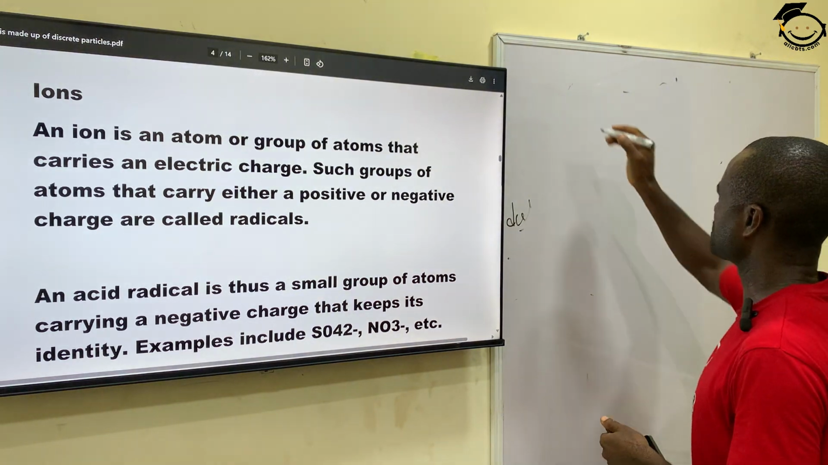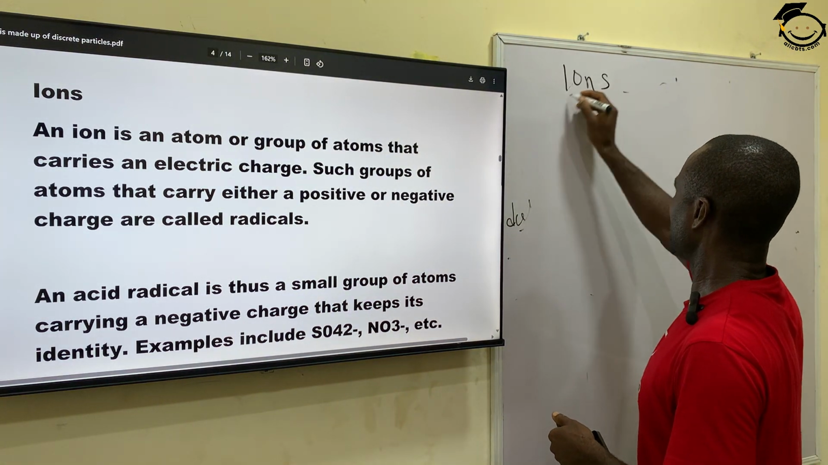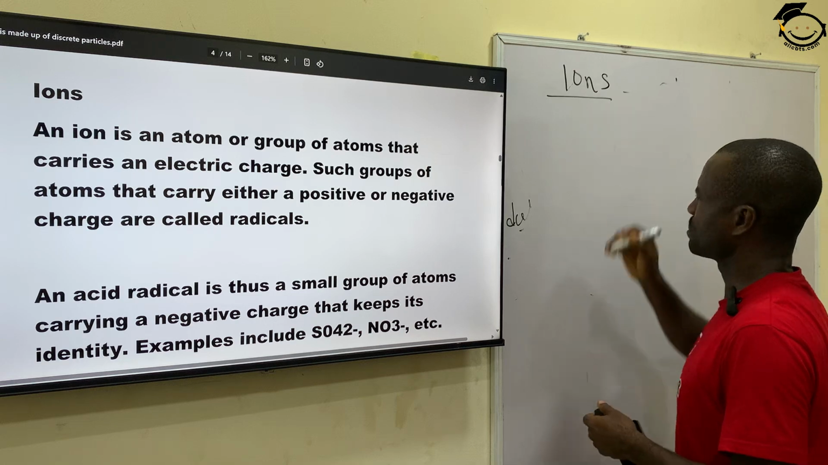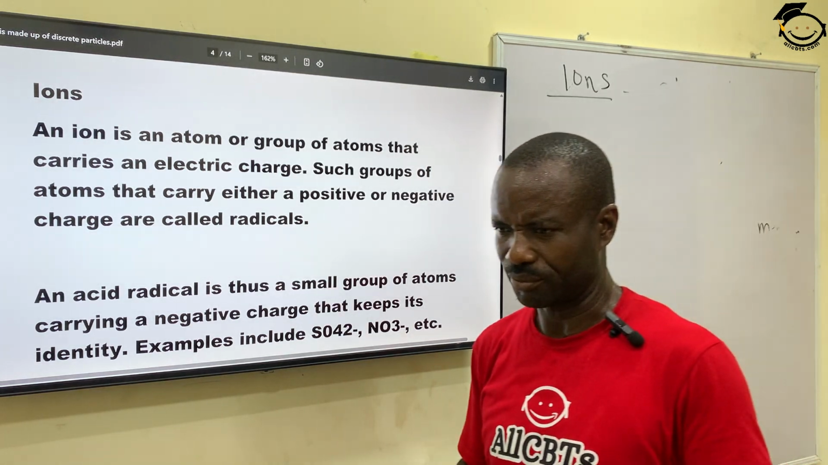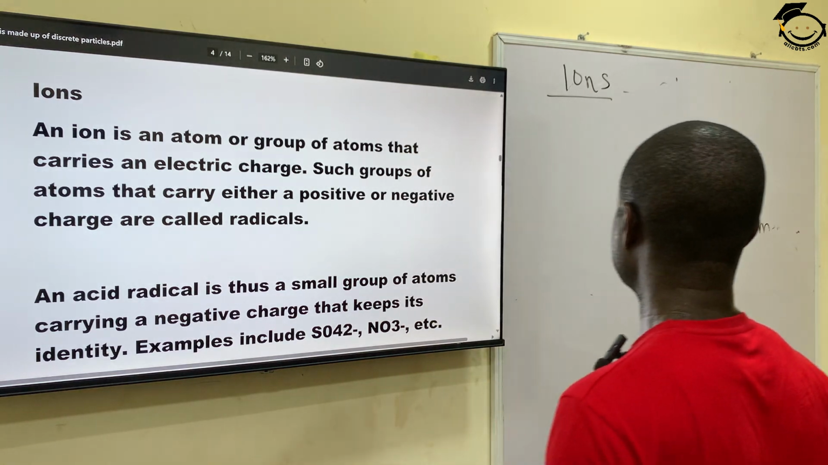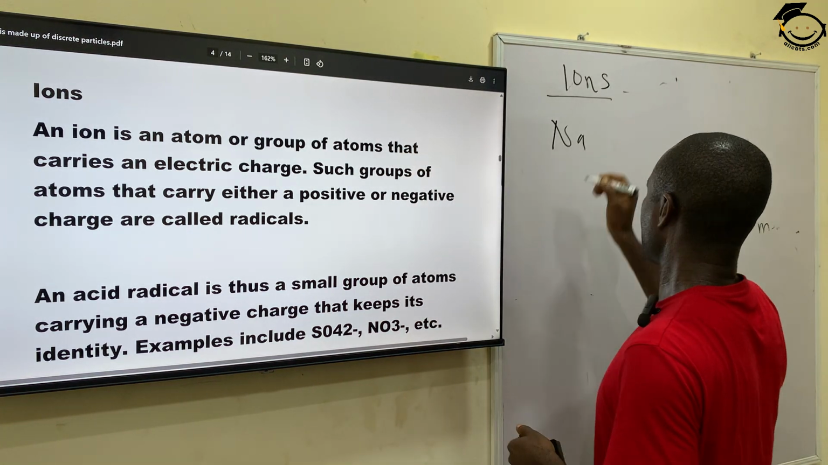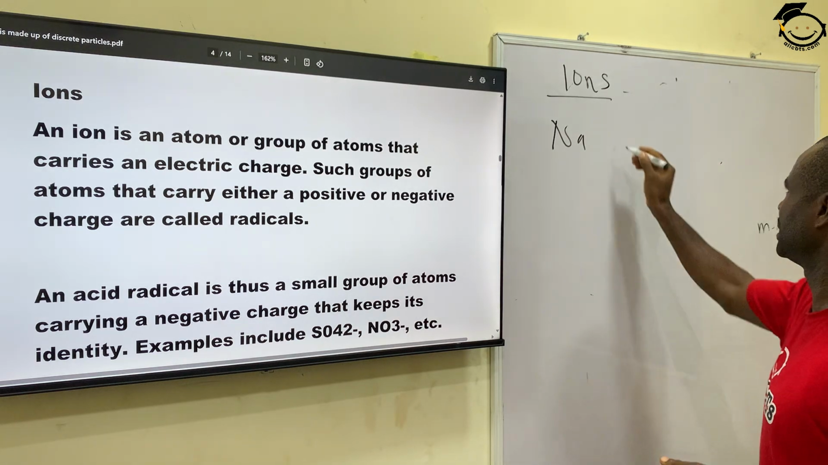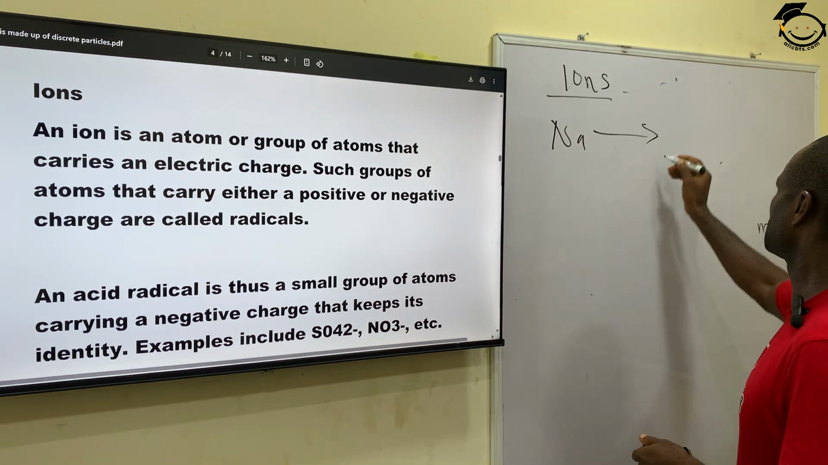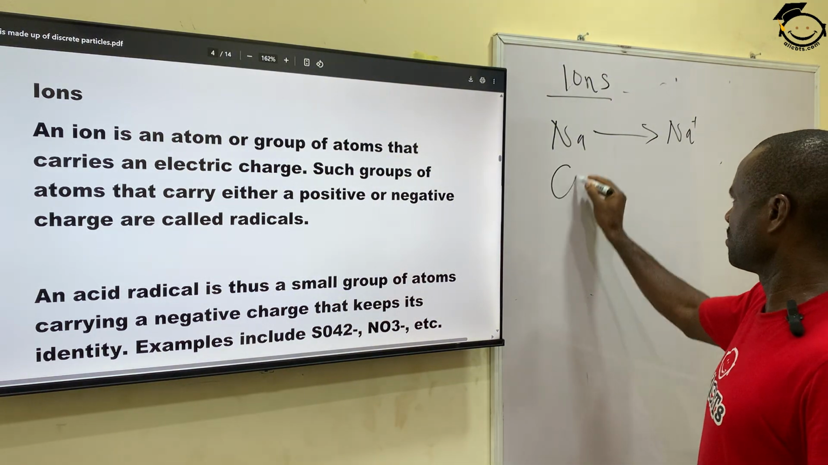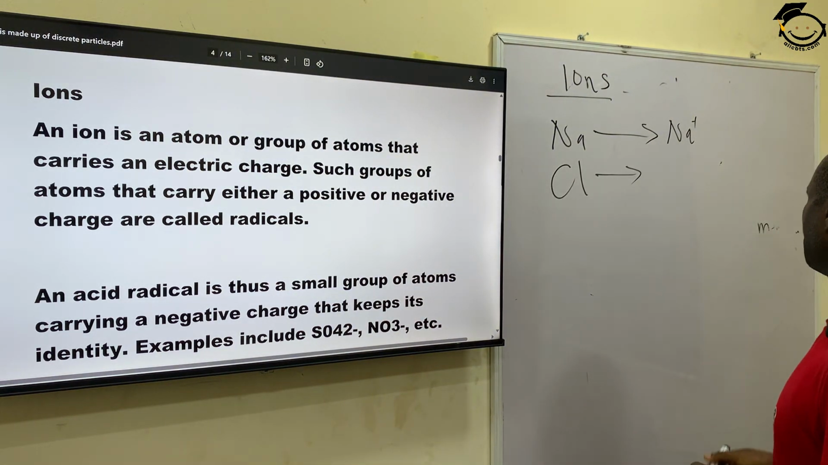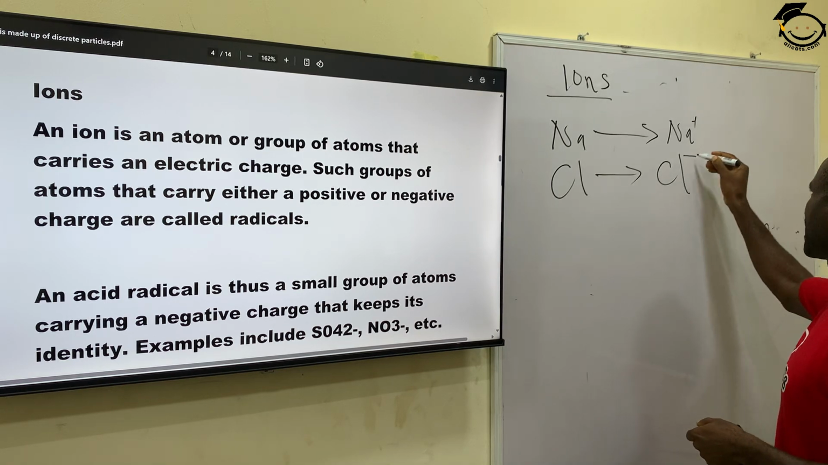Now, ions. One of the subparticles we're going to talk about after atom are ions. What do we mean by ions? Ions are charged atoms. When we say charge, for instance, sodium. When sodium undergoes a reaction, it becomes a sodium ion from a sodium atom. Chlorine too may undergo a reaction to give you what we call chloride ion.